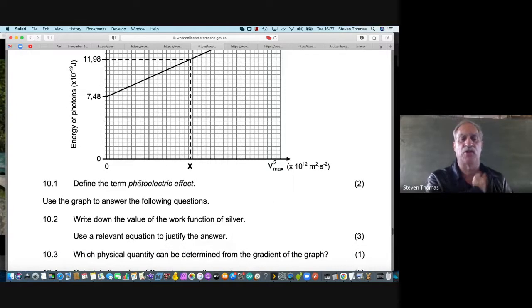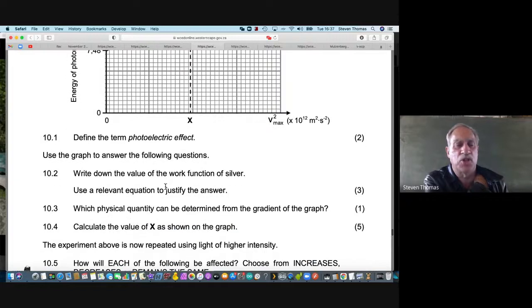Okay, define the photoelectric effect. What is the photoelectric effect? The photoelectric effect is where a photon of light falls on the surface of a metal and causes a photoelectron to be ejected from the surface of that metal. So it is when a photon of light strikes the surface of a metal, it causes an electron called a photoelectron to be emitted from the surface of the metal.